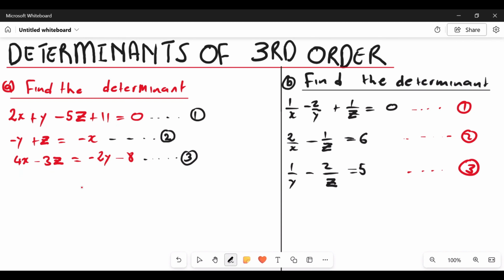Today on this video we'll be calculating the determinant of the third order using the cofactor expansion method. As you can see, we have two questions here. We have question A on the left and question B on the right.